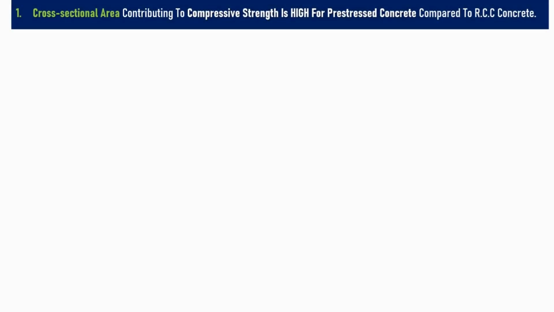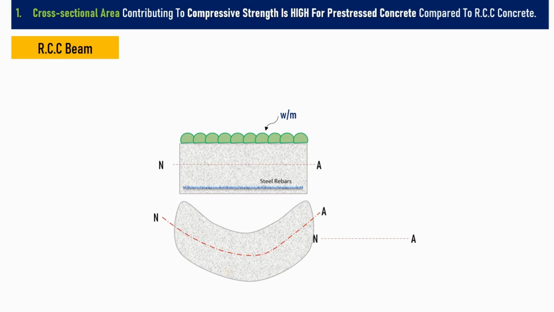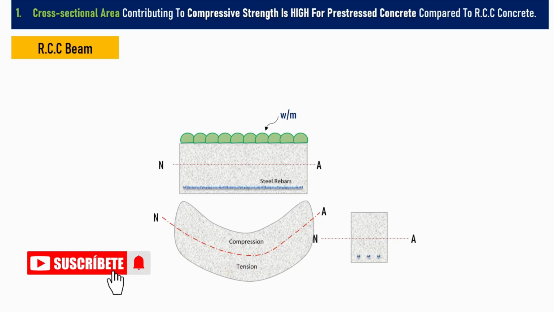1. Cross-sectional area contributing to compression is high for prestressed concrete compared to RCC. Consider the cross-sectional view of an RCC beam with rebars at the bottom, clearly showing the neutral axis, or neutral fiber, NA. We know that when the beam bends under the load, say W per meter, the top portion is in compression above the neutral axis and the bottom portion is in tension below the neutral axis.